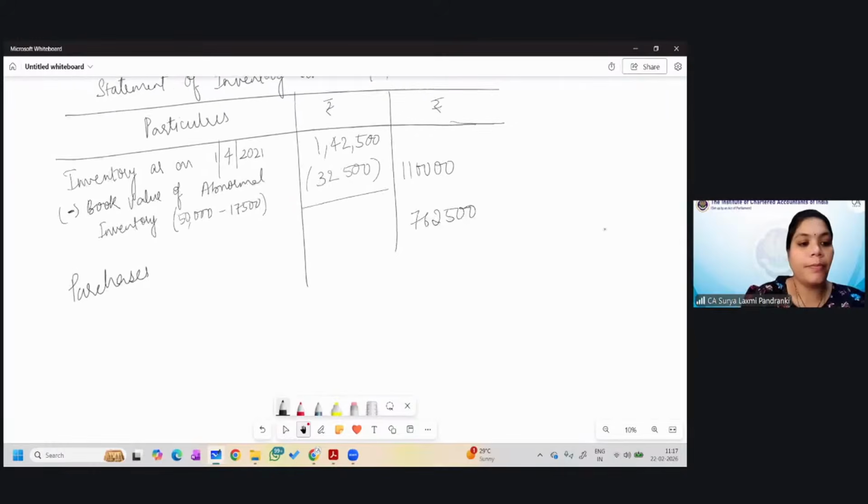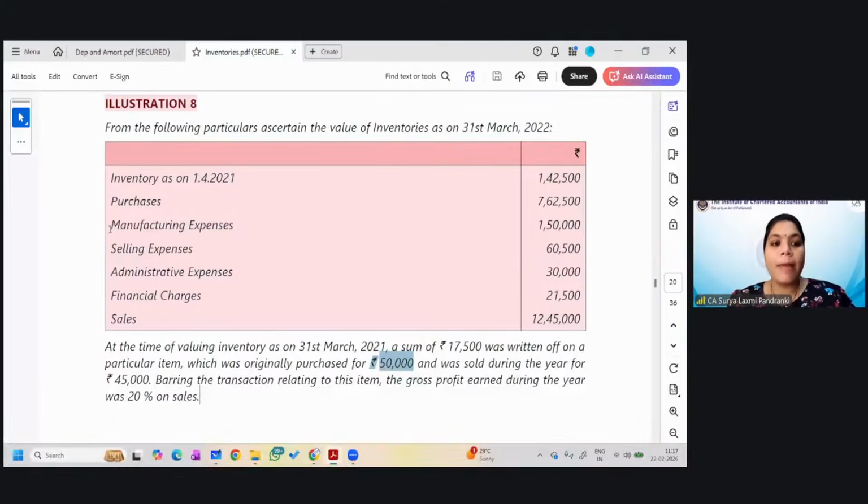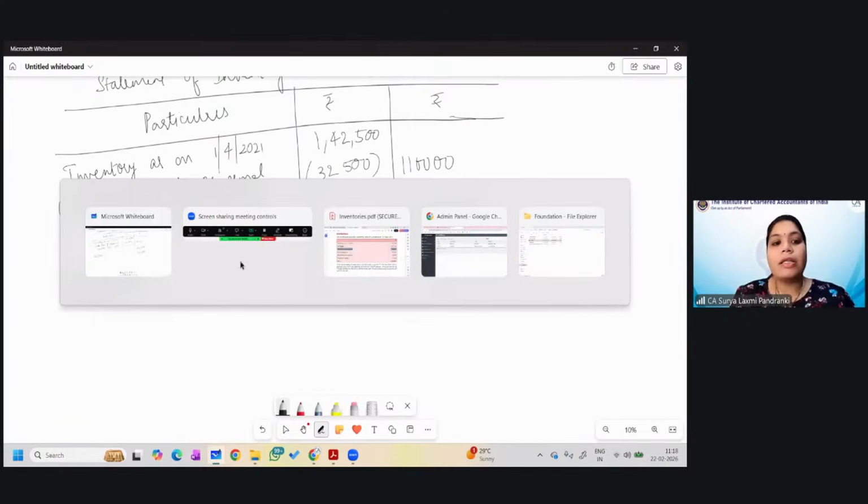Next, we have direct expenses also; a few direct expenses are given. Manufacturing expenses: should manufacturing expenses be taken? Yes or no? Yes, it is because it is part of your trading account, right? Yes, we will take that. What is the value? 1,50,000. I'm taking this.